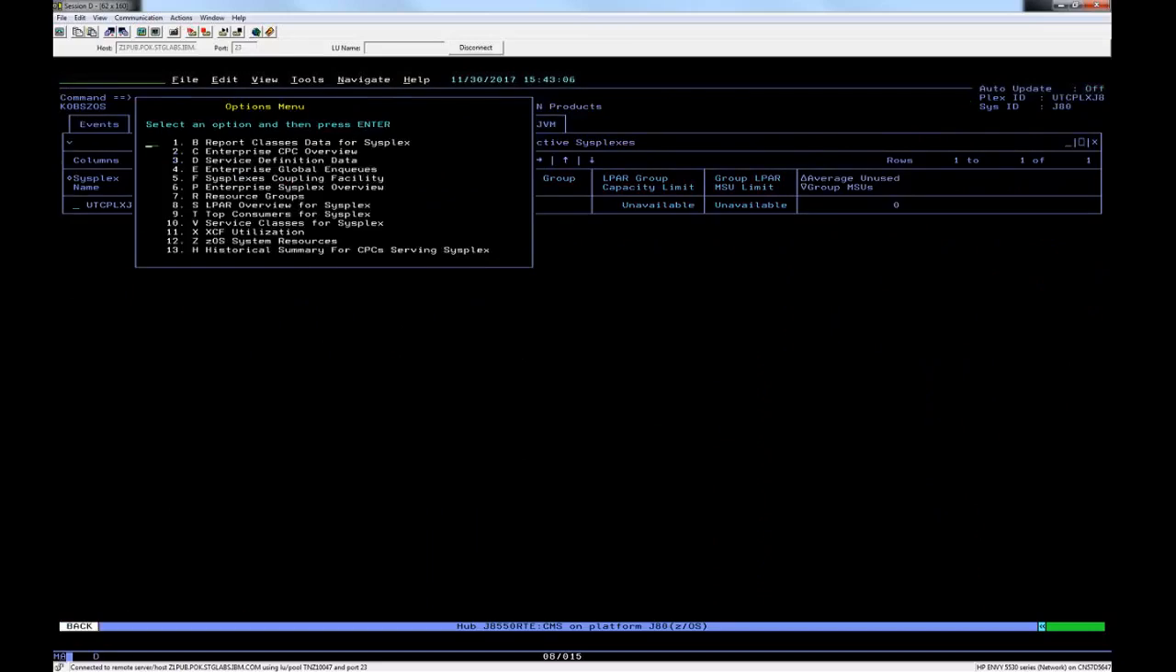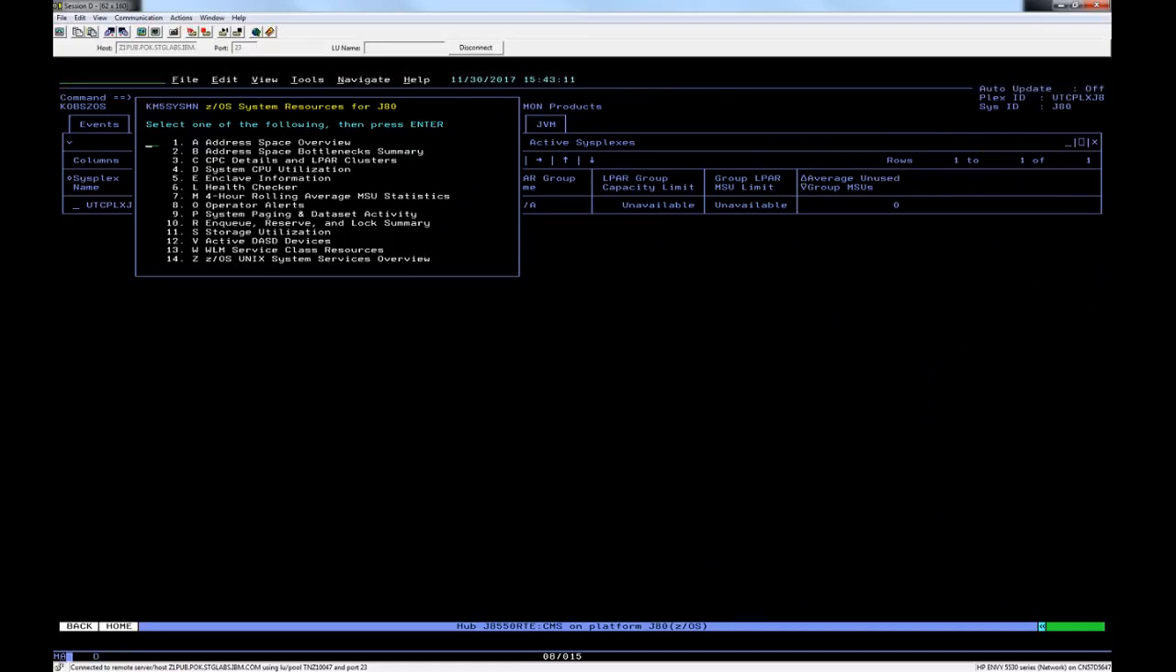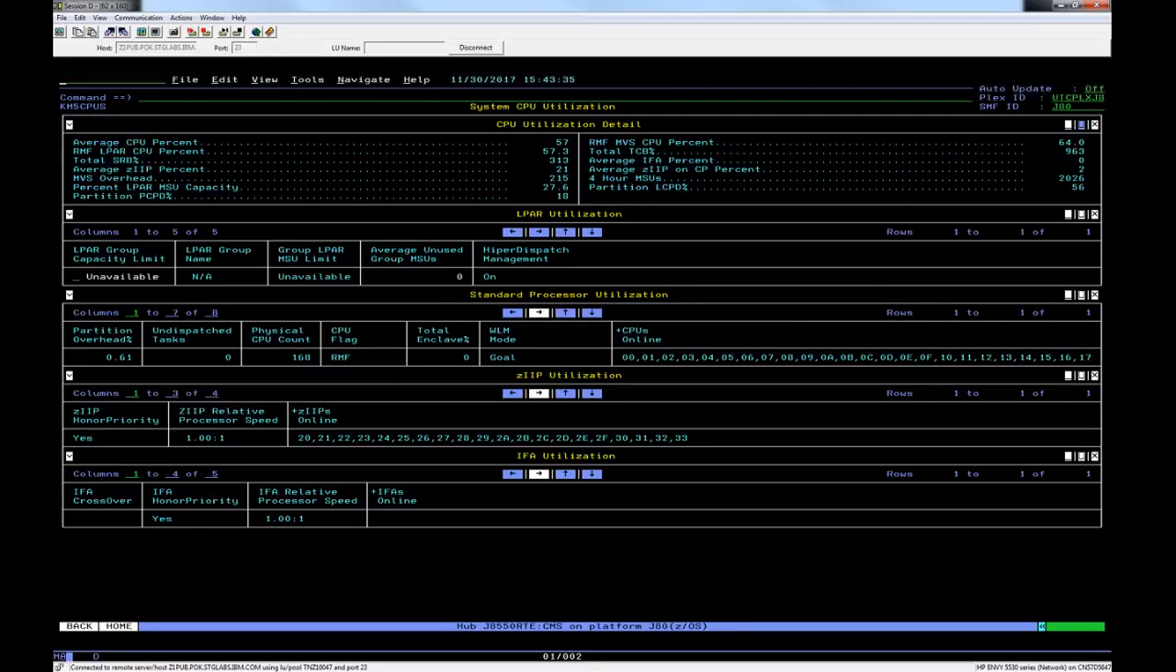Okay. I think I've covered pretty much the basic navigation at the Sysplex level and given a good idea of how you get to the ElPro level. Now I want to focus on a few of the features that were introduced in recent releases and maintenance. I'm going to start with system CPU utilization, which is option 4 at the ElPro level.